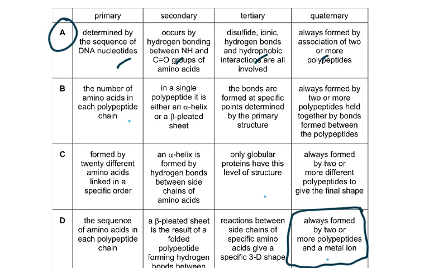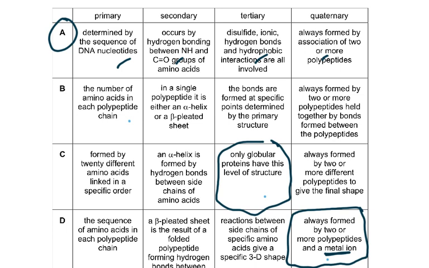Always formed by two or more polypeptides and a metal ion. No, a metal ion is not present. Not all protein molecules have a metal ion in the quaternary structure. So you've got to pick up the ones which are wrong. Now, for instance, in the C one, this was wrong. Only globular proteins have tertiary structure. No, they can be present in any other proteins as well. Fibrous proteins also have tertiary structures.